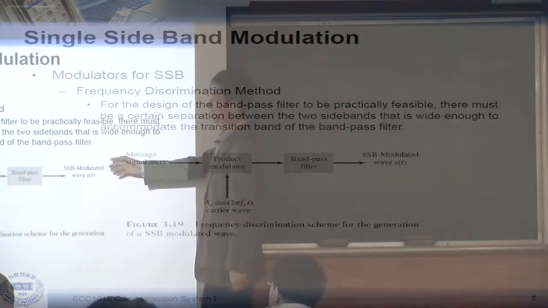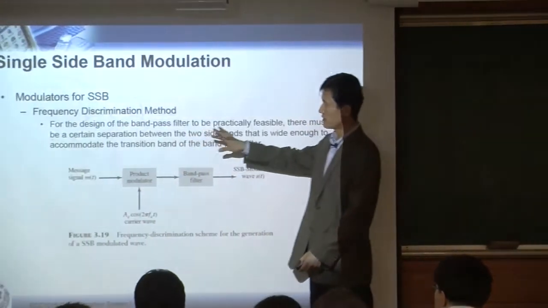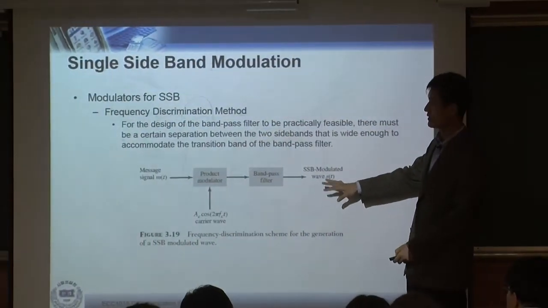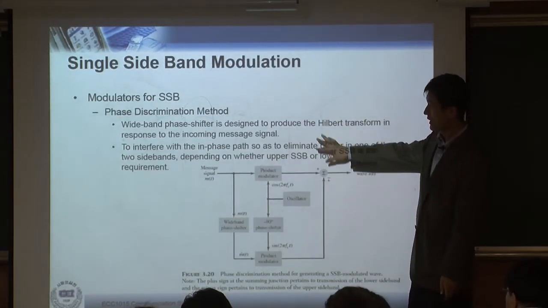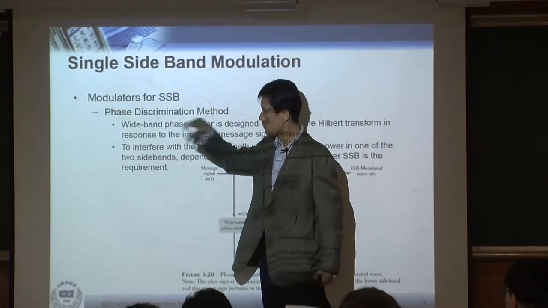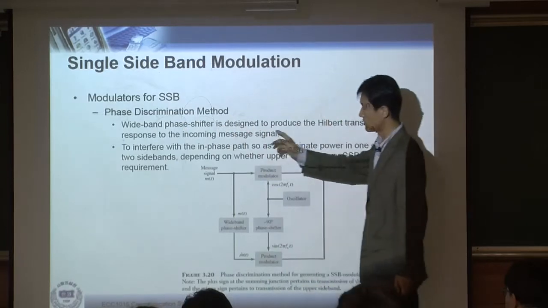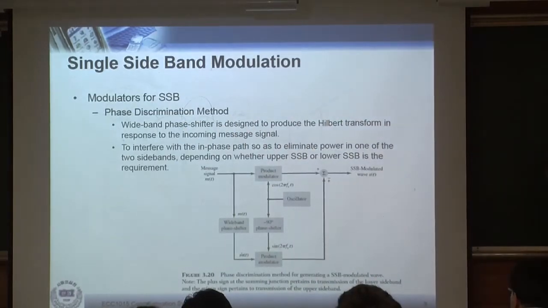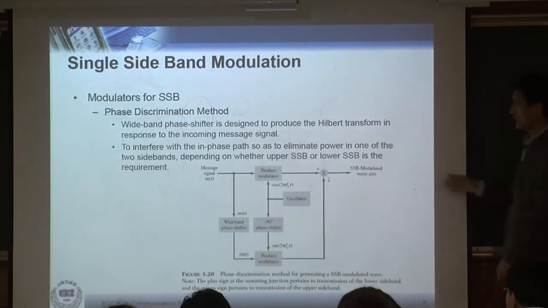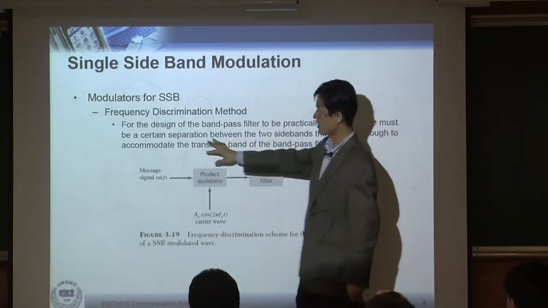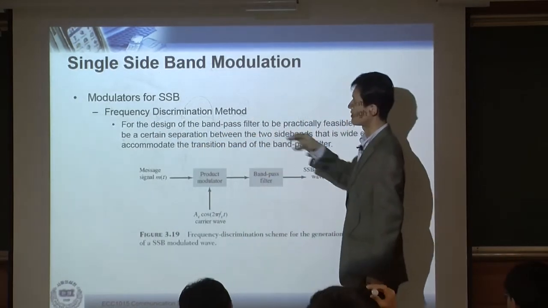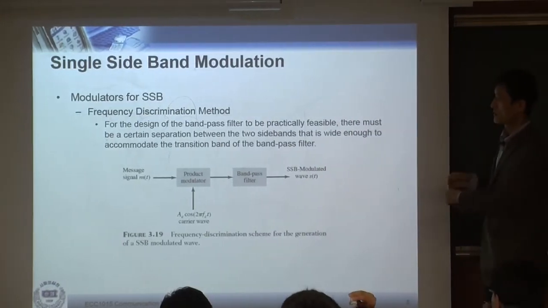So there are two different ways. Actually, this slide shows you the first way, and the second slide shows the second way. And this second way, which is called a phase discrimination method, is the same as what we discussed. Okay, so we're going to cover that next slide. First of all, we want to talk about the frequency discrimination method.